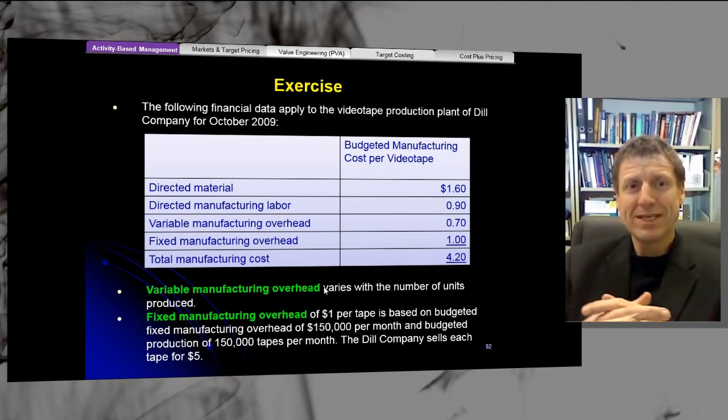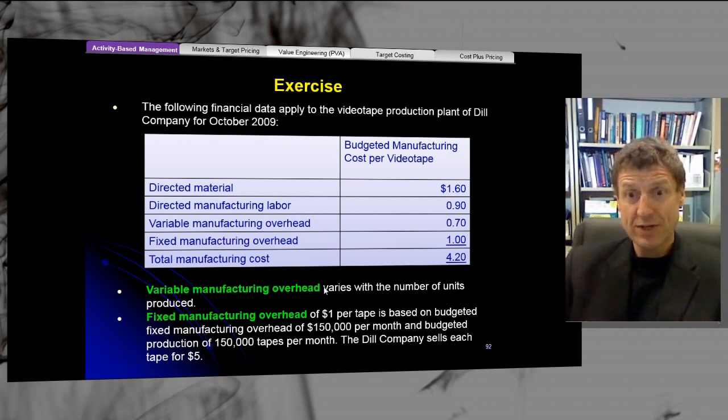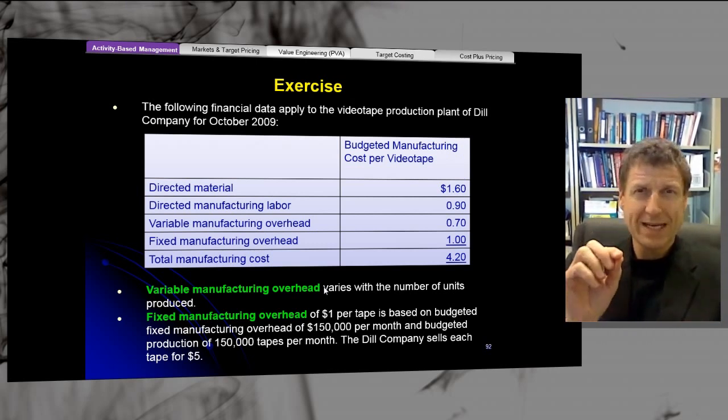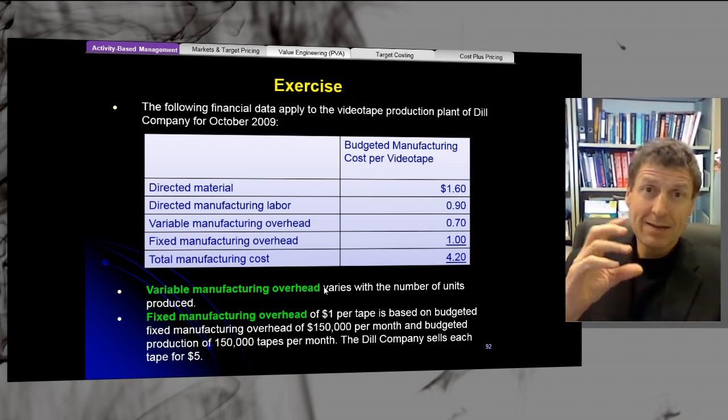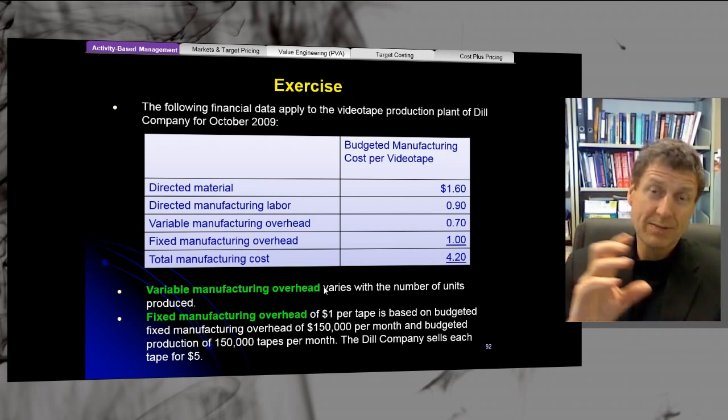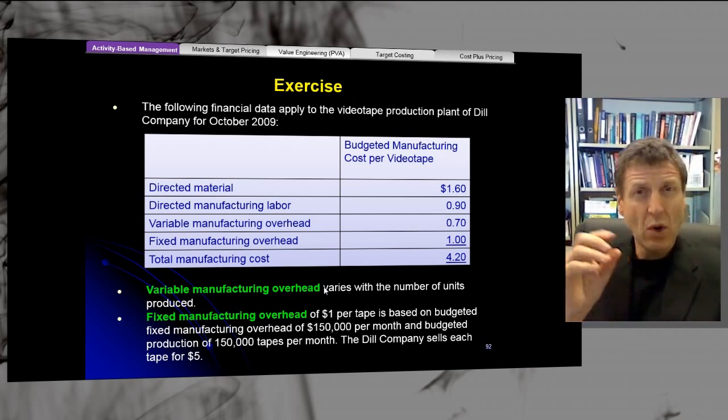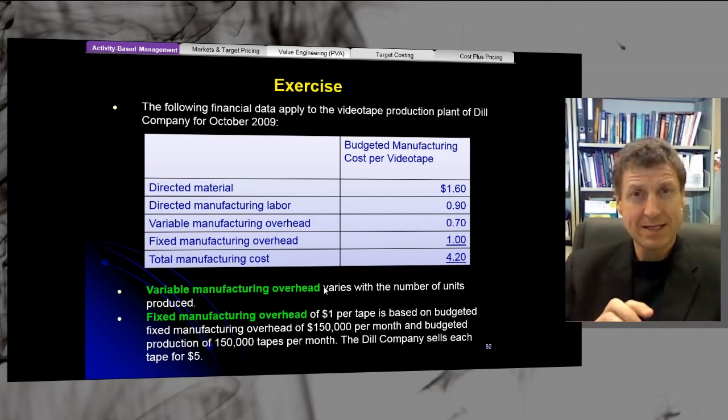We have direct material of $1.60 and direct manufacturing labor of 90 cents. Variable manufacturing overhead of 70 cents. Fixed manufacturing overhead of $1, total manufacturing costs of $4.20. Now what we learned in job costing and activity-based costing is that some of these costs are direct costs and some of them are indirect costs. And not all costs are necessarily relevant for a particular decision.